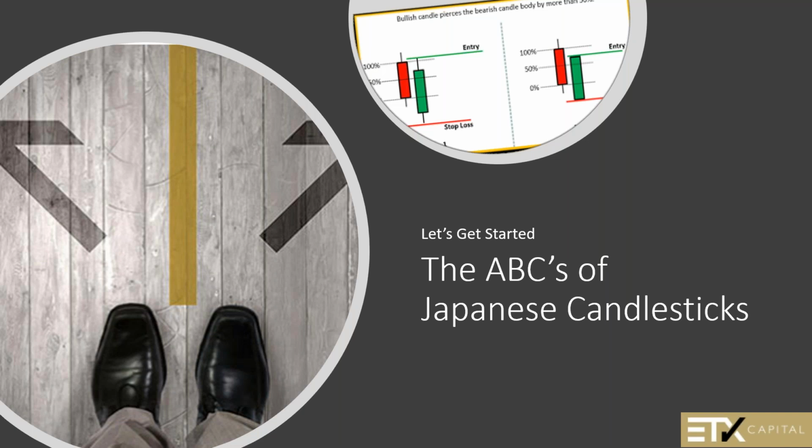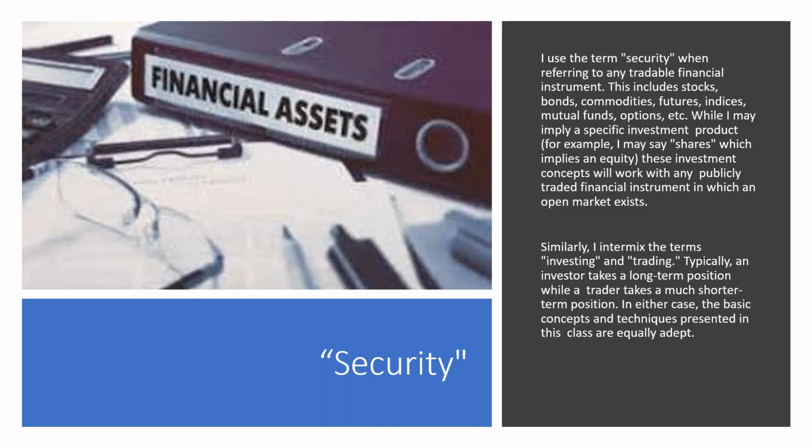So let's get started discussing the ABCs of Japanese candlesticks. Now, in tonight's class, I'm going to use the term securities when referring to any tradable financial instrument. But I might say Facebook, I might say the euro, I might say Google, I might say Bitcoin. But again, I'm just talking about any tradable financial instrument. It just gets very boring saying security, security, security.